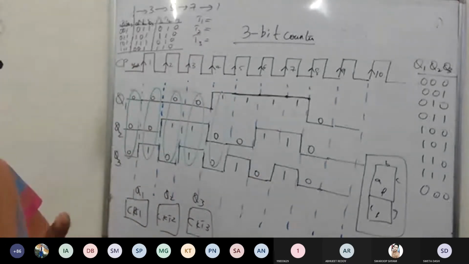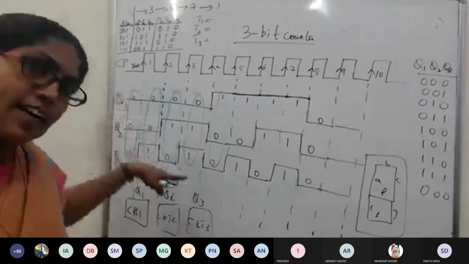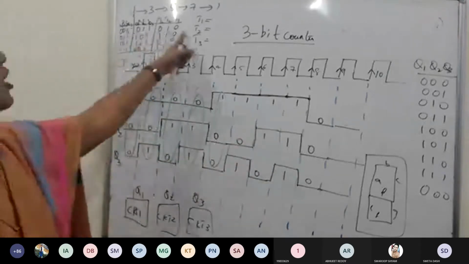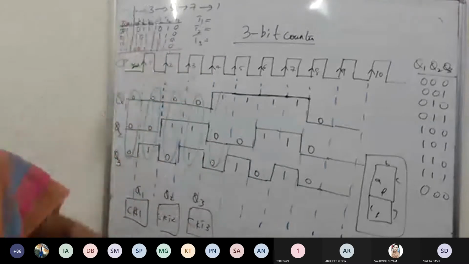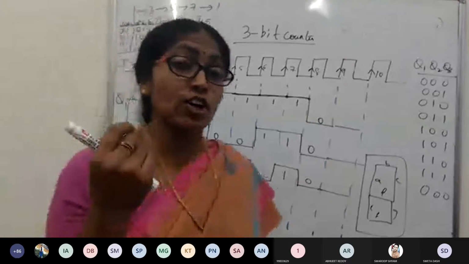Okay, now you see. The states, will it be continuous like this, or will we have only the sequences we have designed for? Whatever sequences we have designed for, then only it will be applicable, right? Is that correct? Yes, ma'am. So now what is your inference?